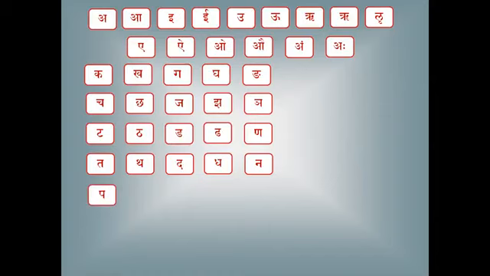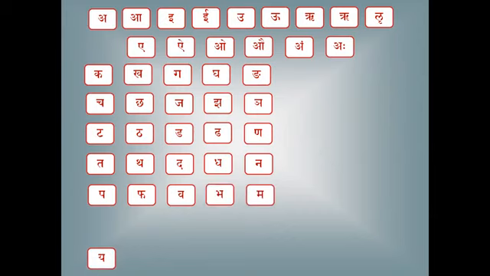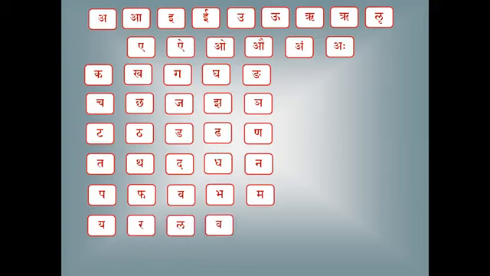Okay, next one. Pa, Pha, Ba, Bha, Ma. They are labials. Ya, Ra, La, Va. They are called semi-vowels. What is the Saṃskṛtam name for semi-vowel? Antastha. Good.